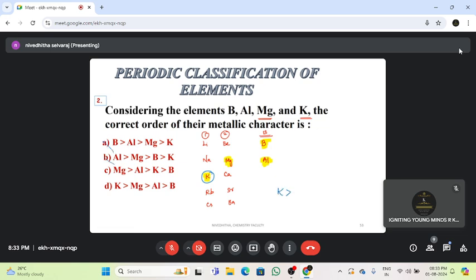So all the other options were ruled out. Definitely option 4. After potassium, it is magnesium, right? And after magnesium, we have to compare between boron and aluminium. Both elements are in the 13th group, but as we move down the group, effective nuclear charge decreases, so the capacity of losing an electron increases. So aluminium will lose its electron easily, so aluminium will have more metallic behavior than boron. So the answer is option 4.